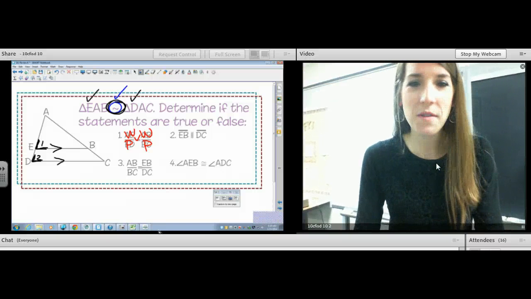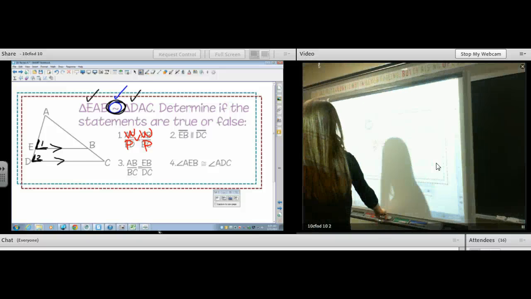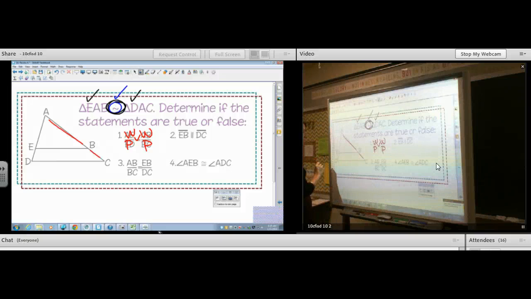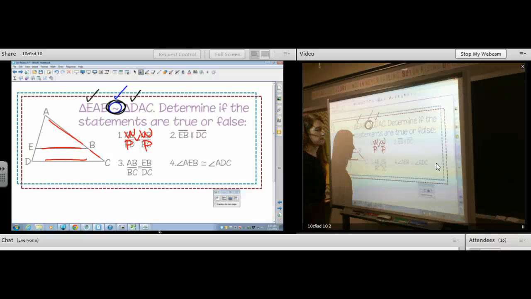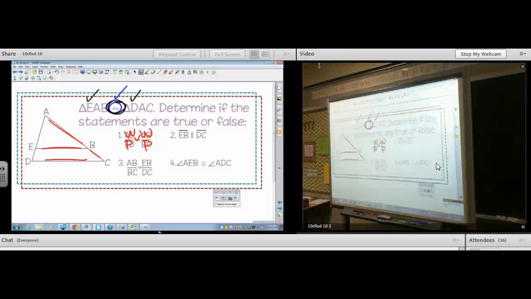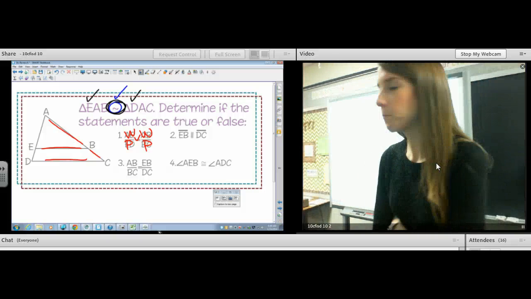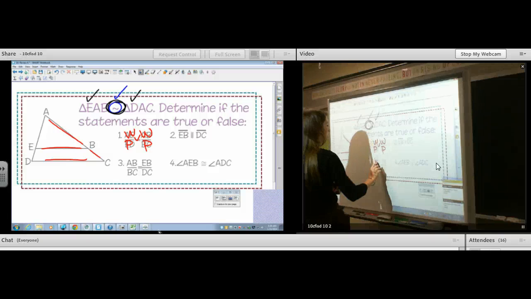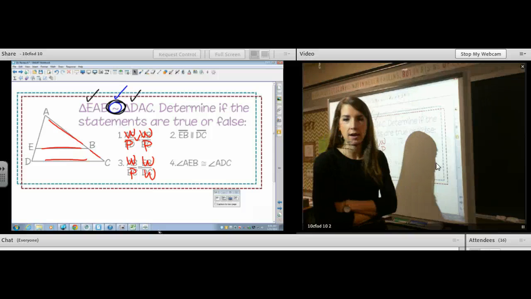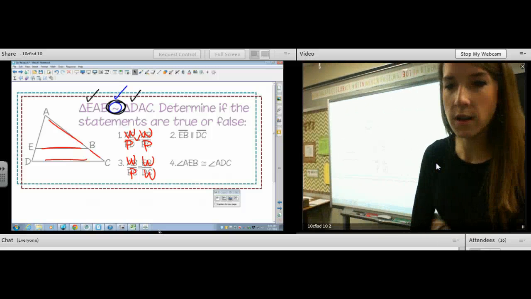Oh, okay. Moving on. Number 3. AB is to BC as EB is to DC. Yay, very good. That is definitely false because this is whole is to part as whole is to whole. That's the one I was talking about that we cannot do. Let's move on.